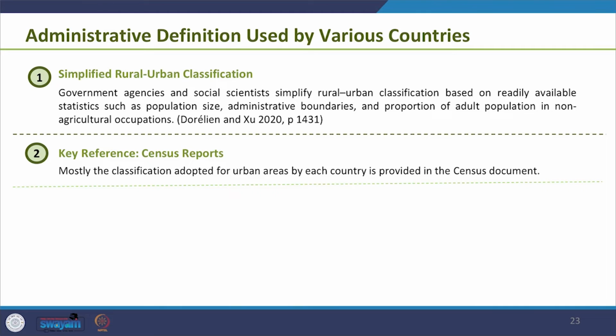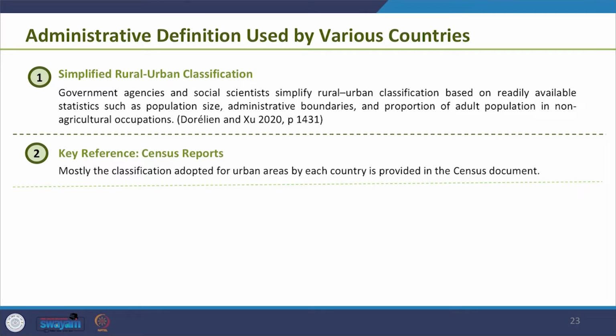And the key source for all of this information is census reports. Mostly all of the classifications for the urban areas are adopted from the census documents. Let us first look at how India defines urban areas. This classification has been taken from Census of India 2011.